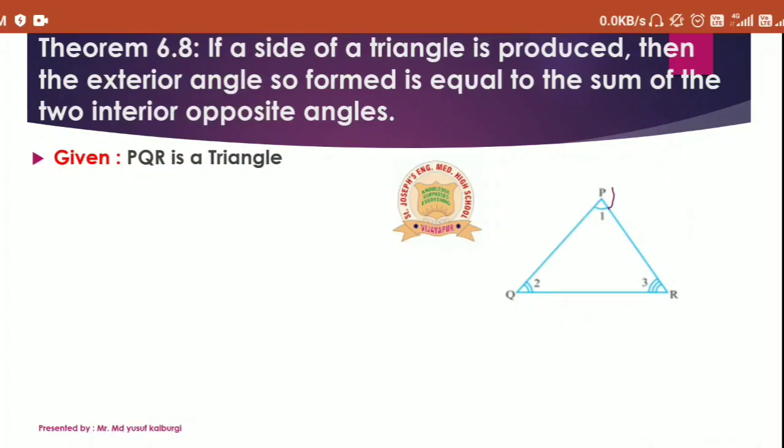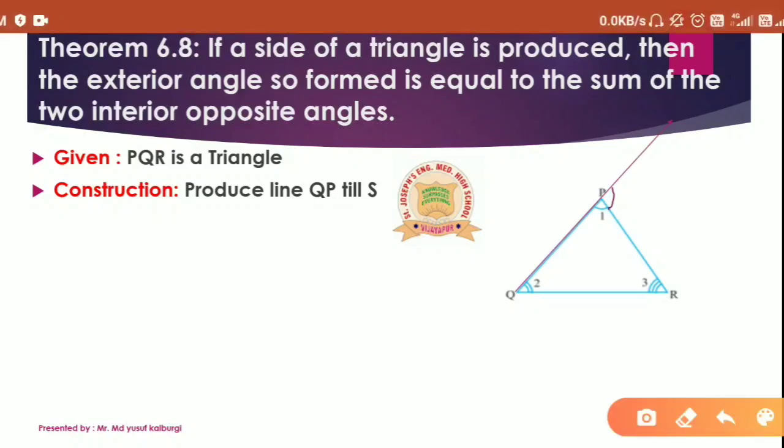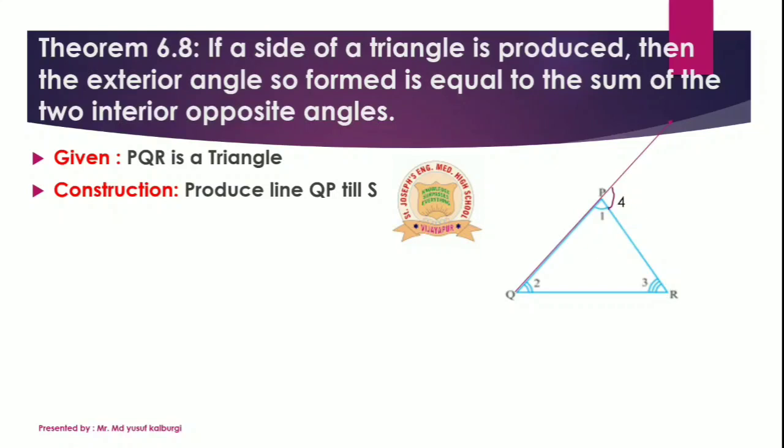One construction we are going to do: produce line QP till S. So let us produce it. Now I have extended this line, and this will become point S. When it is extended, this will become angle 4. What we need to show is that this angle 4 is equal to angle 2 plus angle 3. This is what the theorem is saying. So that's what we are going to prove. Let us write that down to prove. Okay, we have written it.